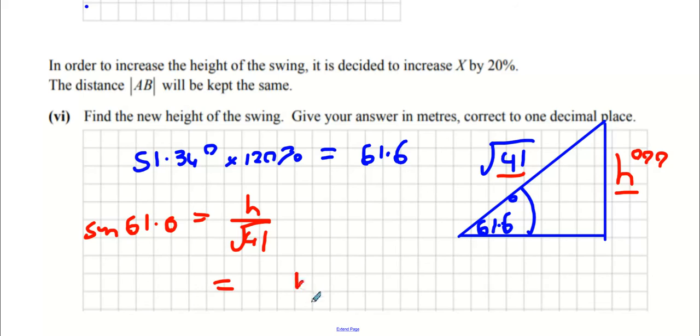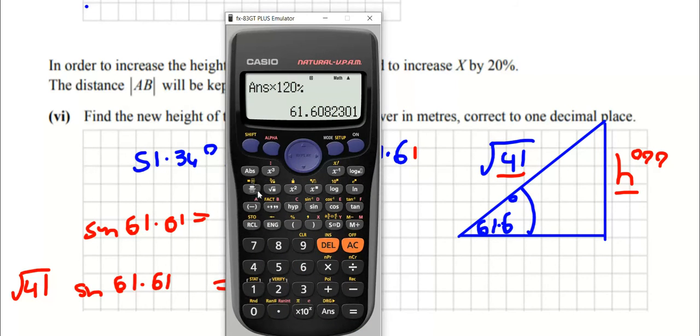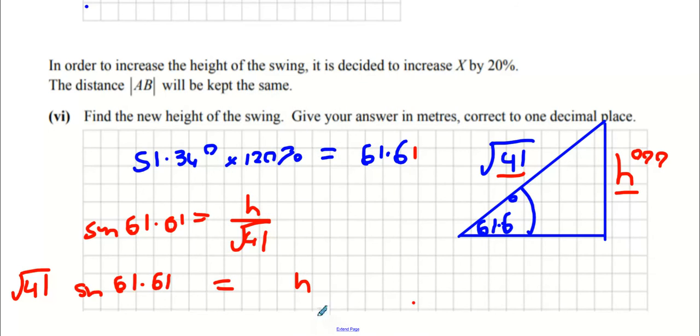The height therefore equals root 41 times sine 61.6. 61.61, the hell with it, let's do two decimal places. So root 41 multiplied by sin 61.61 is 5.63, correct to one decimal place, 5.6.